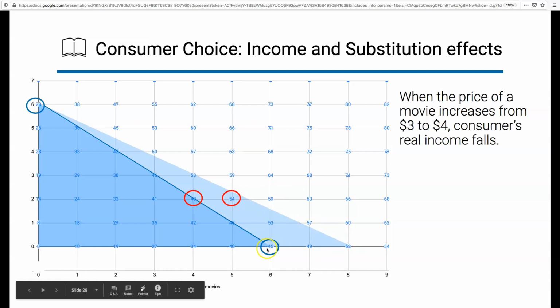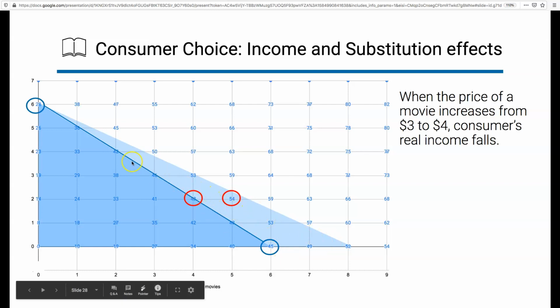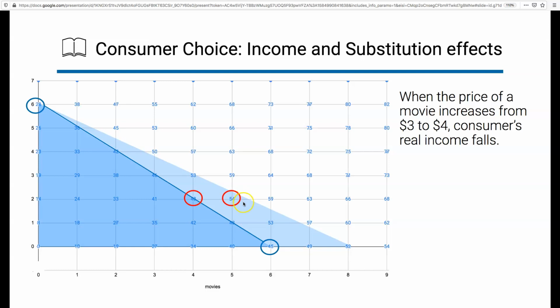When the price of movies increases from $3 to $4, your budget set shrinks. You were able to obtain utility of 54, but now the highest utility that you can get is only 48. So in terms of your purchasing power, the light blue area, the difference between the two budget sets, is the set of all bundles that used to be feasible when the price was 3, but are not feasible now. So when the price of movies increases, your real income falls. And so the total reduction in consumption of movies by 1, as you move from utility of 54 to utility of 48, occurs for 2 reasons.